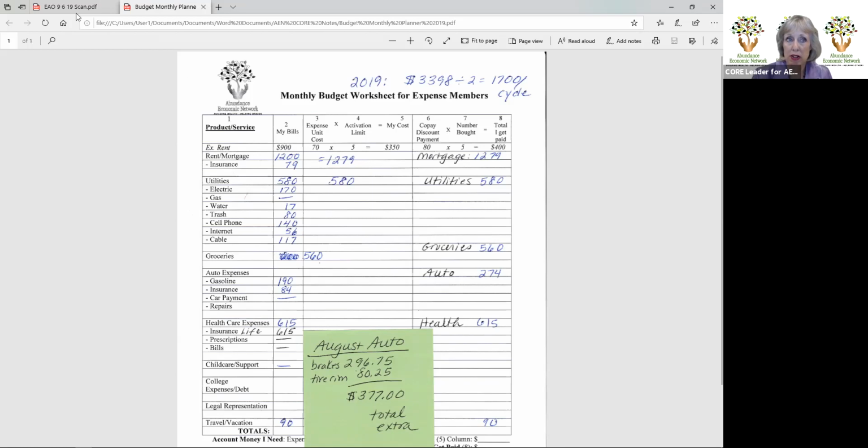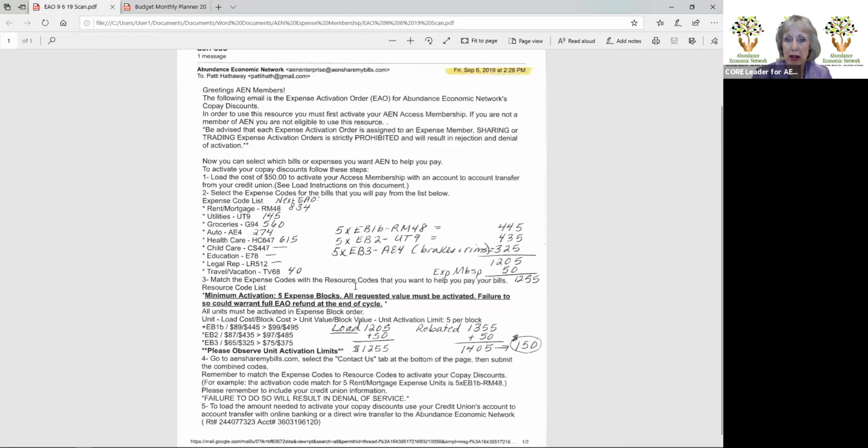I choose mortgage. Going back to the page where I'm writing this up, I do 5 times EB1, and then I do the rent and mortgage code, which is RM48. That's 445. Then I use utilities. I do 5, because I want to max that out, times utilities, UT9. That's 435. I chose to go with my auto this month because I have a much higher than normal auto expense. So I put 325. Again, if you remember, I had over $400 there, but at least I'm getting closer.